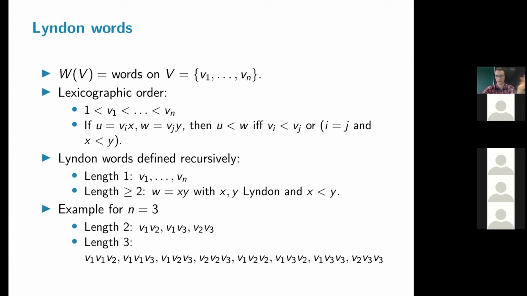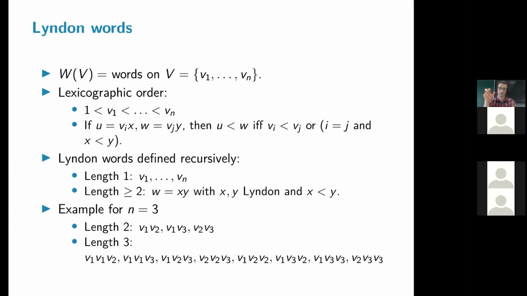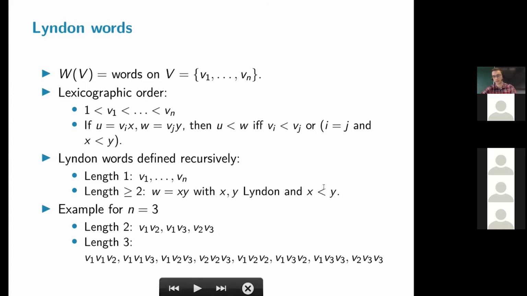And with this lexicographical order, we can define Lyndon words in a recursive way. So the Lyndon words of length 1 are just the letters of your alphabet, v1 up until vn. And then for length 2, 3 and so on, you use the ones of smaller length. So all Lyndon words of length k are composed of Lyndon elements of strictly lesser length, such that x is strictly less than y. So you can't pick all Lyndon elements of lesser length and combine them, but they have to satisfy this relation.